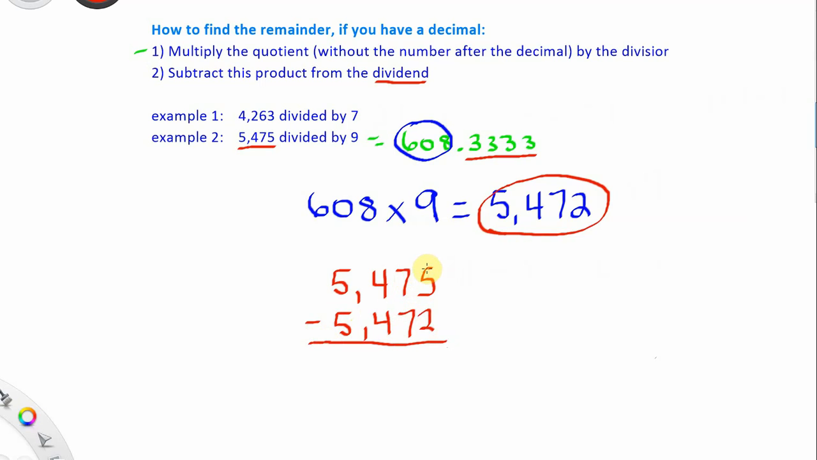And so if I'm doing that, 5 minus 2 equals 3, and then 7 minus 7 is 0, 4 minus 4 is 0, 5 minus 5 is 0. So we're left with this 3 here. And so this 3 is actually the remainder. And so instead of writing the remainder decimal 3, and so on, we can write our actual quotient as 608 remainder 3.